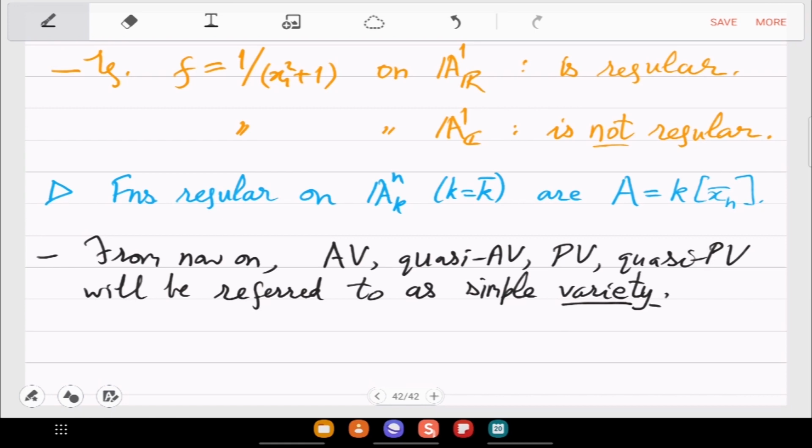Right, so regular functions we have defined, but we still have to give a way to compare 2 different varieties, right? The concept of morphism. So what should it satisfy? So I have a question.